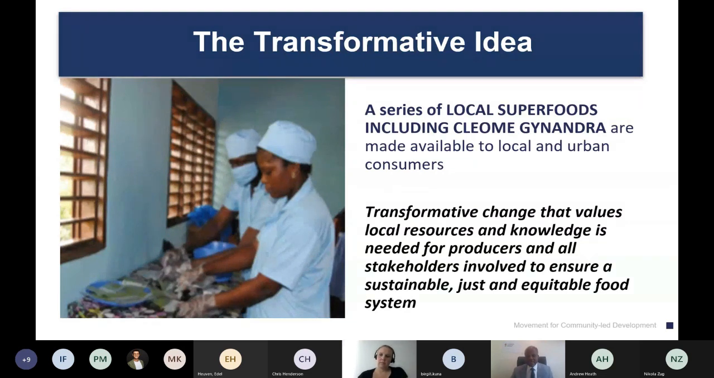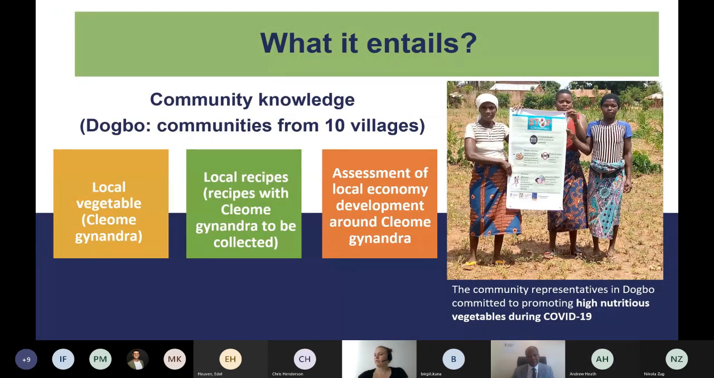What does it entail? It really entails community knowledge. Here, from 10 villages of Dugbo, we focus on local vegetables. It really entails local community knowledge, here from 10 villages of Dugbo. And we mention 3 aspects here.